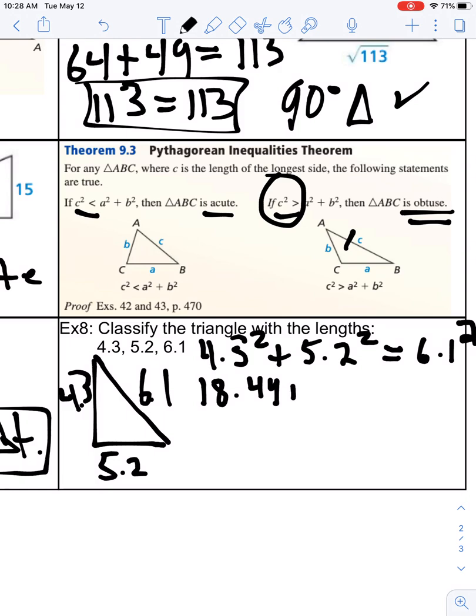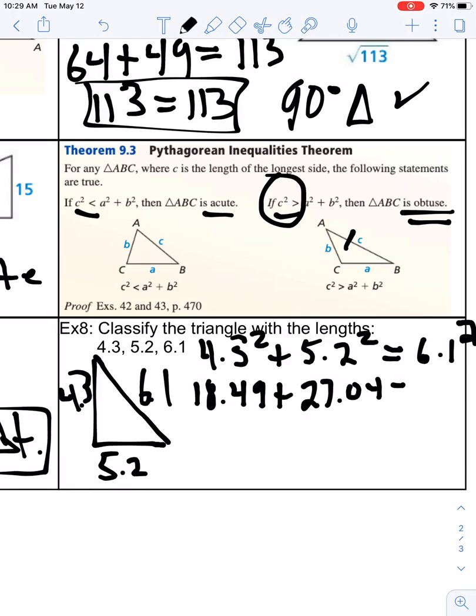18.49. If we square 5.2, you know what, I'm going to write a space there, so I'm going to go ahead and erase and try to write smaller. This pen is not that great. So if we square 4.3, we're going to get 18.49. And if we square 5.2, we're going to go ahead and get 27.04. Okay?